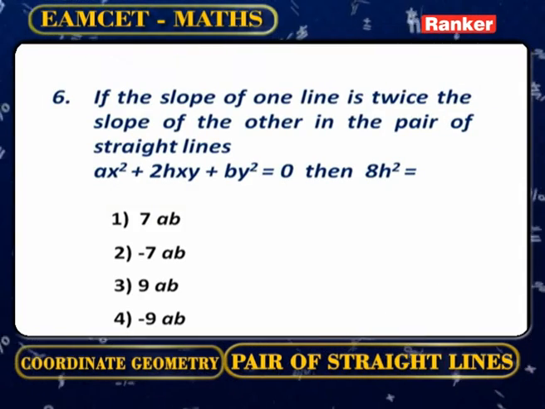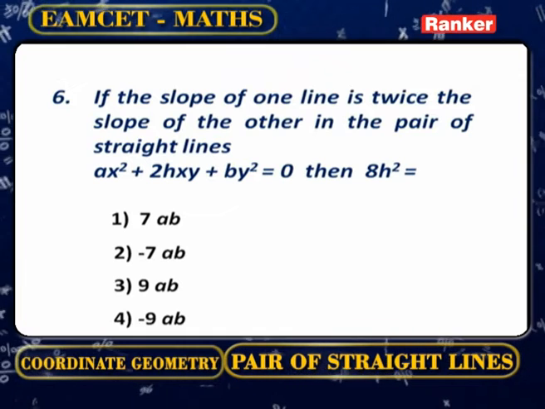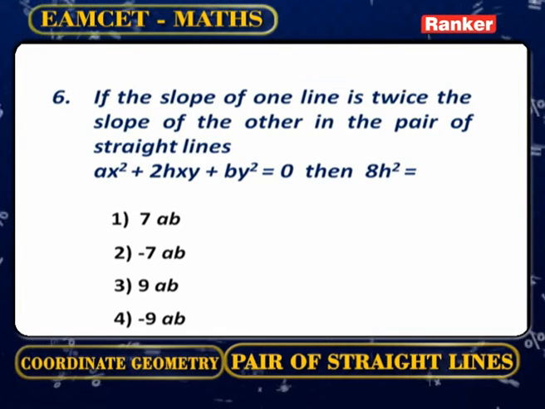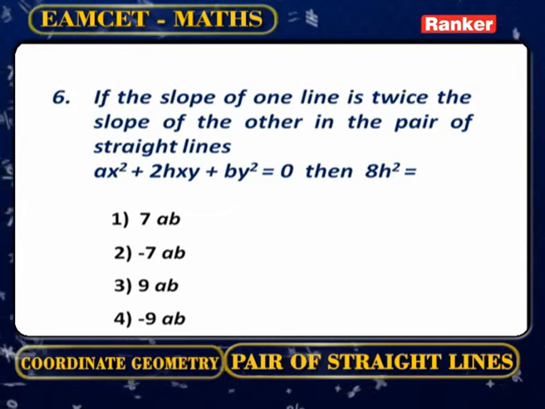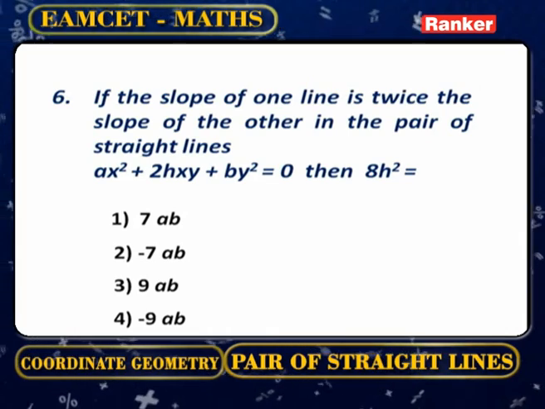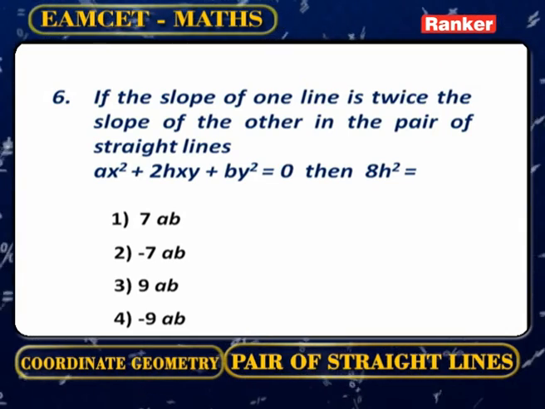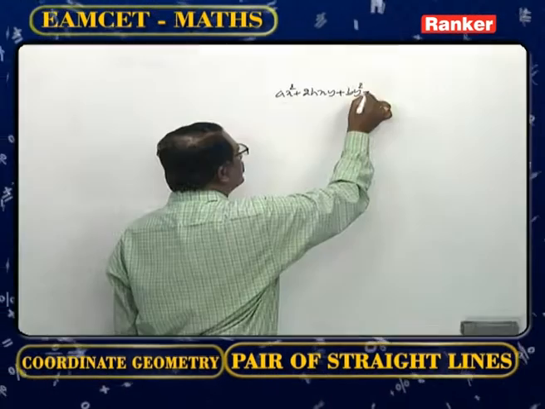The slope of one line is twice the slope of the other line of the pair of lines ax square plus 2hxy plus by square equals 0.